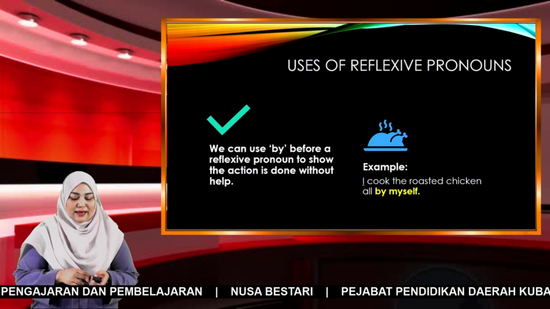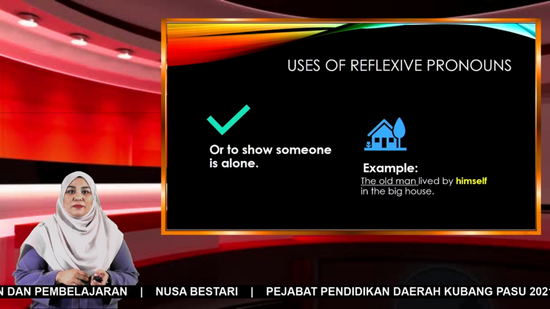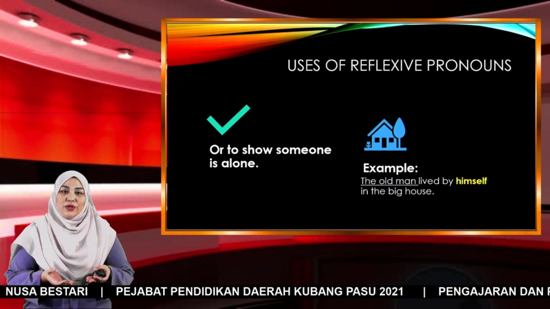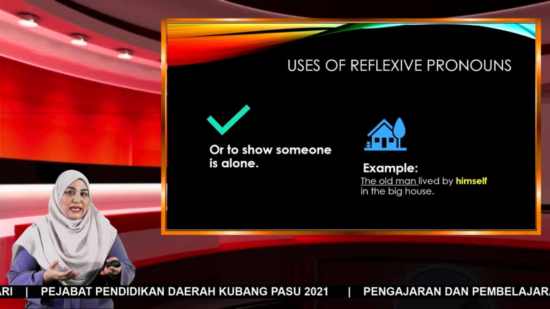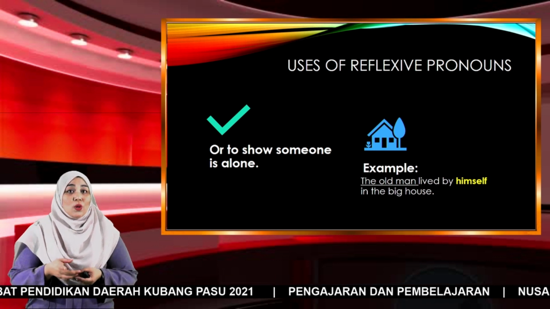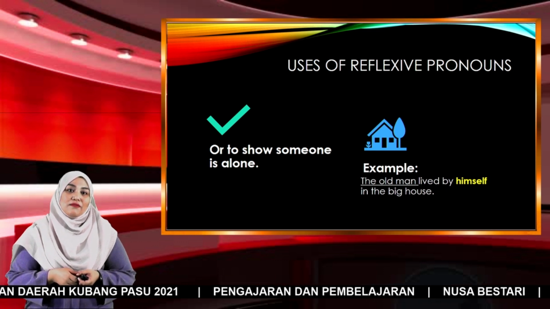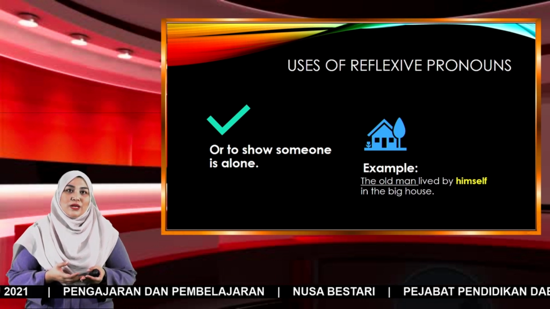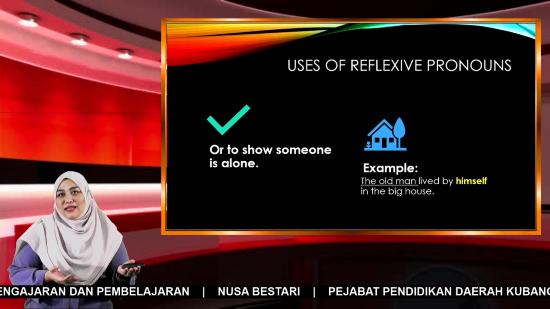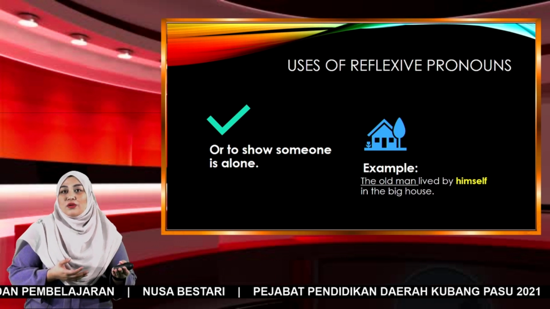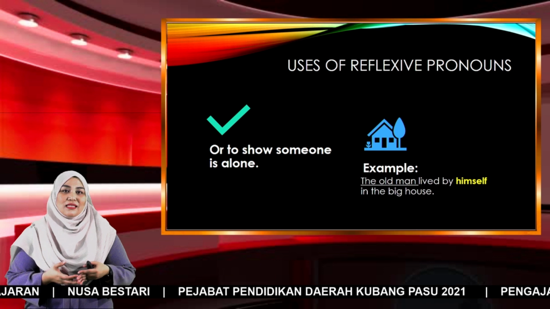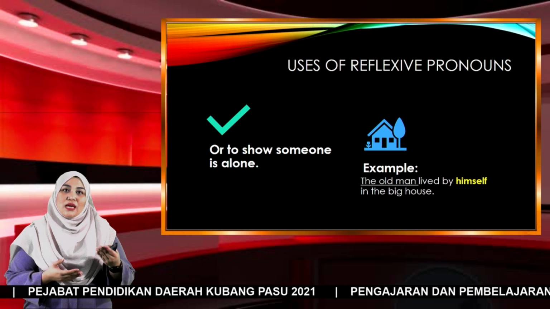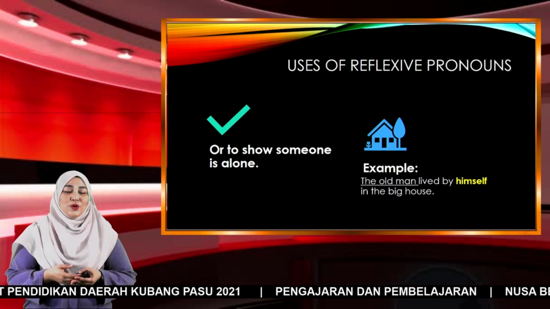Let's take a look at the next example of the uses. Besides using by to show you do it on your own, it is also used to show someone is alone. For example here, the old man lived by himself in the big house. So when you read this sentence, automatically you know that he is living alone. Or another sentence, the girl walked to the shop herself. So it means she walked alone. So reflexive pronouns here show in a sentence that the subject is doing things alone.